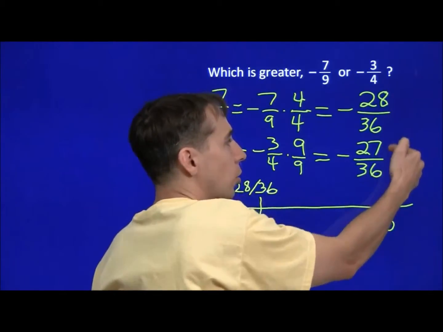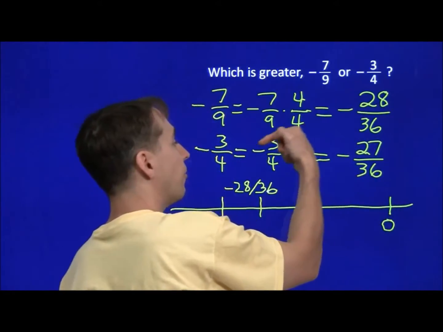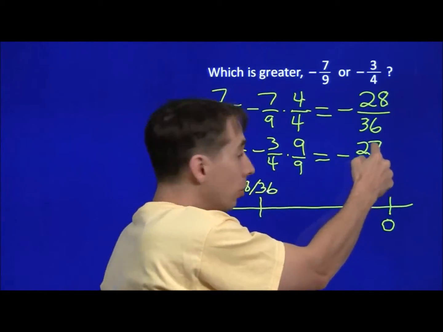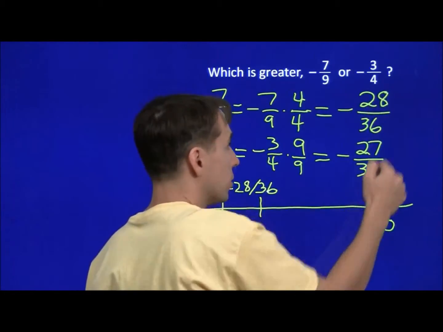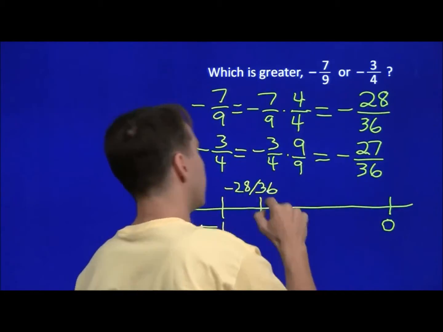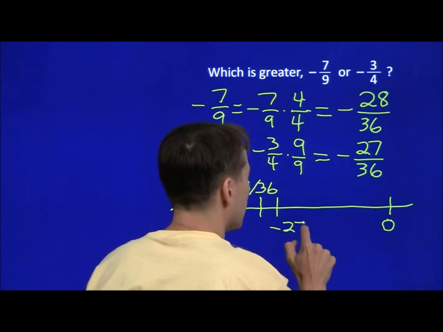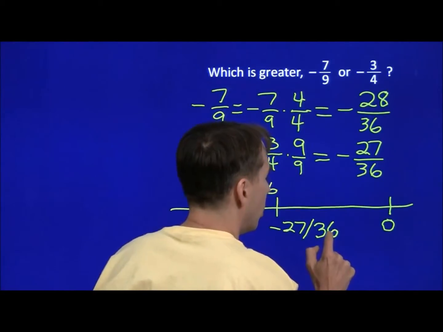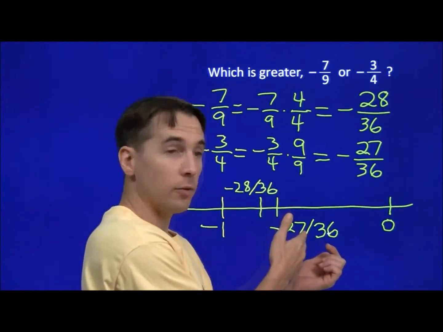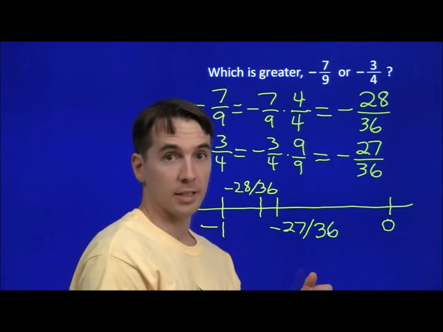Because 28 is larger than 27, 28 over 36, we have to go farther this way than we will when we go find 27 over 36 by going this way. It's just 28 is larger than 27, so 28 over 36 is farther this way. So 27 over 36 won't be quite as far away from 0, which means negative 27 over 36 will end up to the right of negative 28 over 36 on the number line.